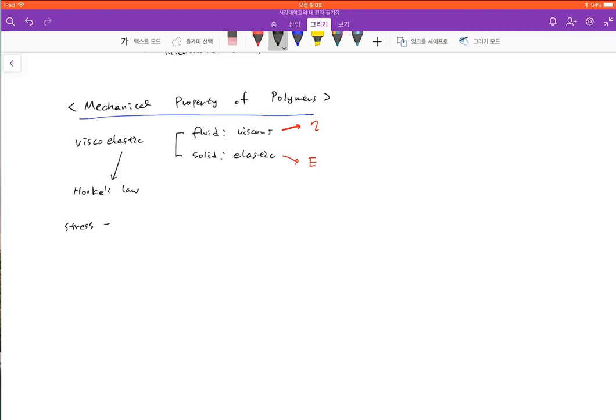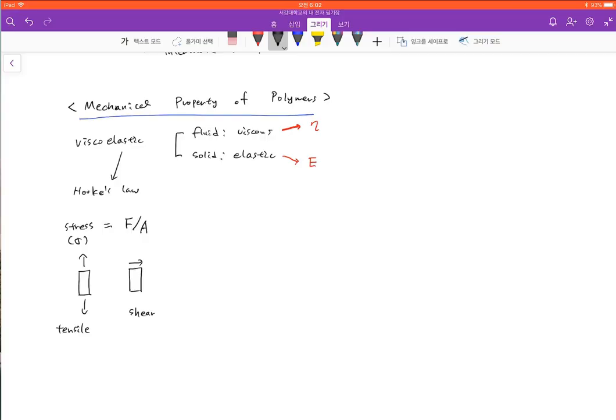And remember that the stress is a kind of pressure, which is stress, sigma. So force per area. And there are two different kinds of stress usually used to determine the mechanical property of a certain material. The first one is tensile strain or elongation. The second one is shear strain, shear stress.